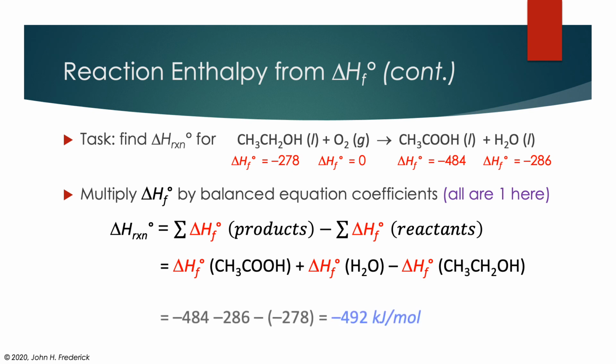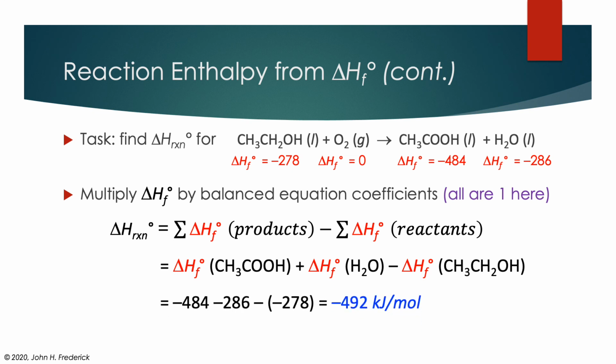So when we plug in the values here, we'll get negative 484 minus 286 for the first 2 terms. The third term is negative 278, but we're subtracting it, so it'll end up being a positive 278. And the net result of all of this is a heat of reaction of negative 492 kilojoules per mole. So you can see simply by using tabulated values, without having done a single thing with a calorimeter, we have actually found the heat of reaction for a fairly complicated reaction just using the tabulated values.